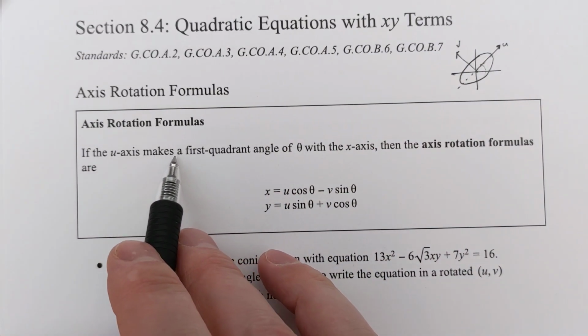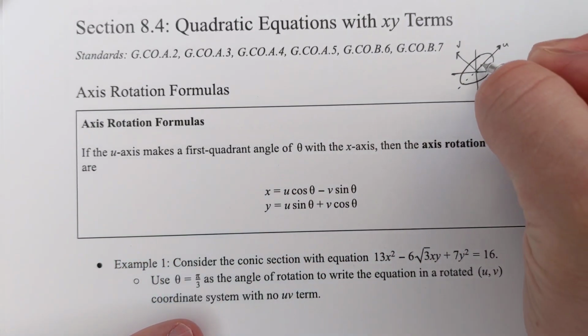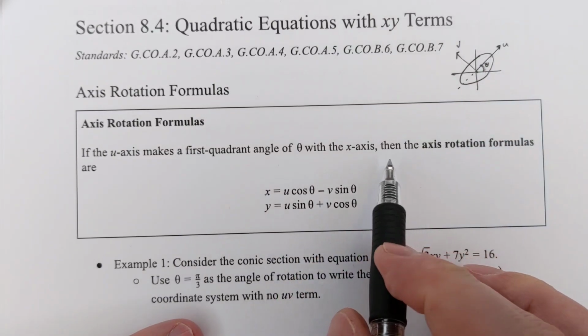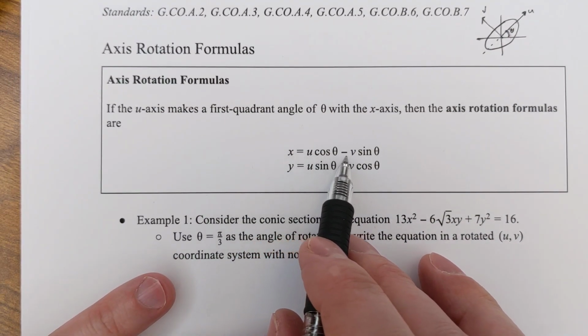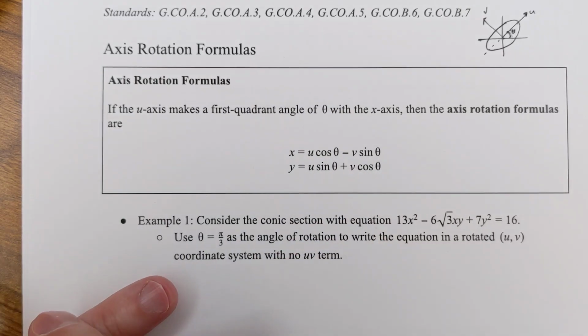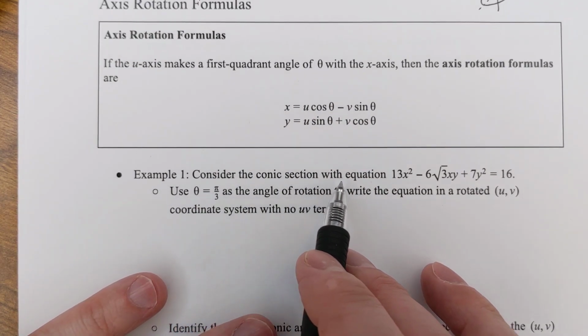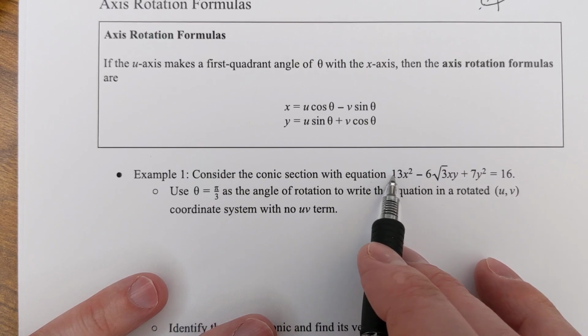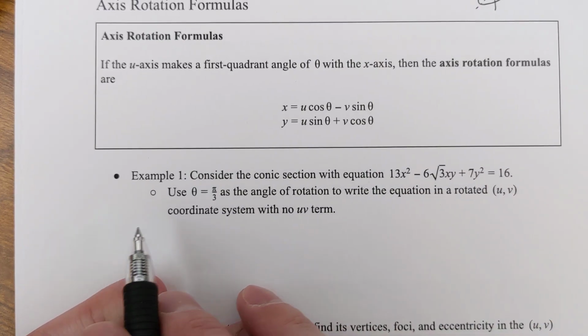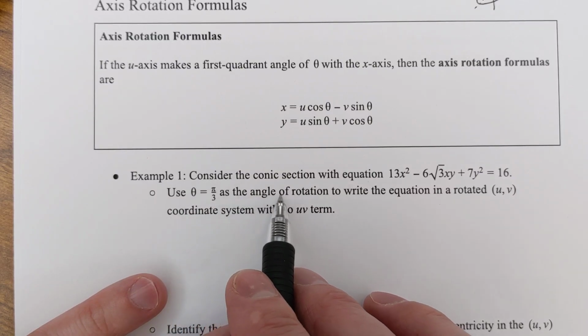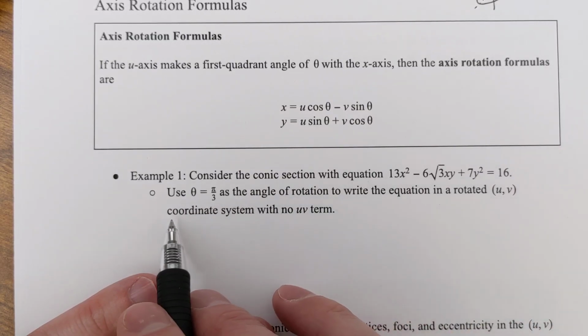So if the u-axis makes a first quadrant angle theta, so this distance here, that's the angle theta, then the axis rotation formulas become this. So x equals u cos theta minus v sine theta, and this is the y formula. So consider the conic section with equation 13x squared minus 6 root 3 xy plus 7y squared equals 16. Use theta equals pi over 3 as the angle of rotation to write it in a rotated coordinate system with no UV term.